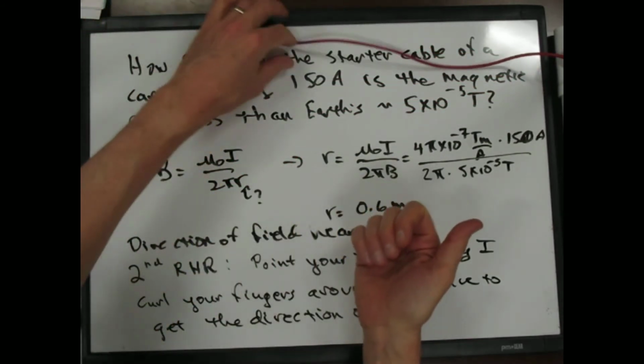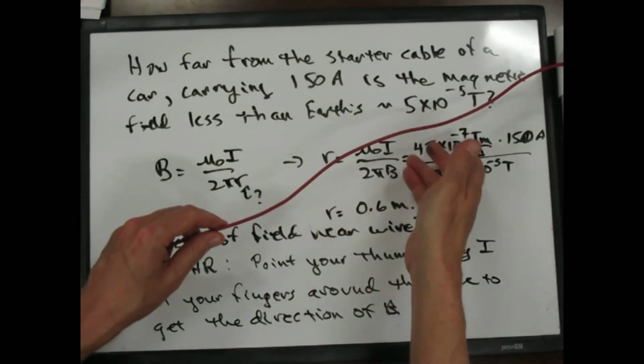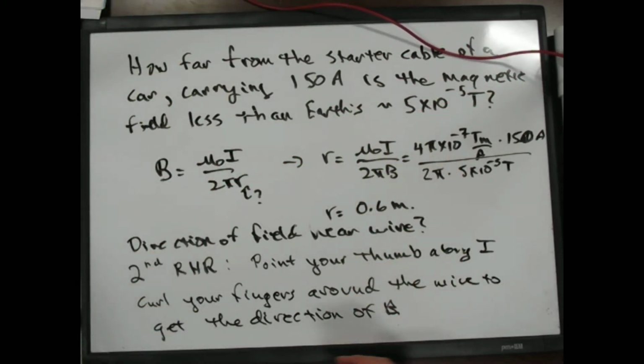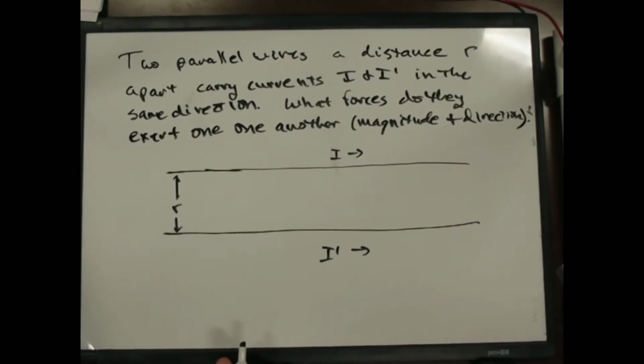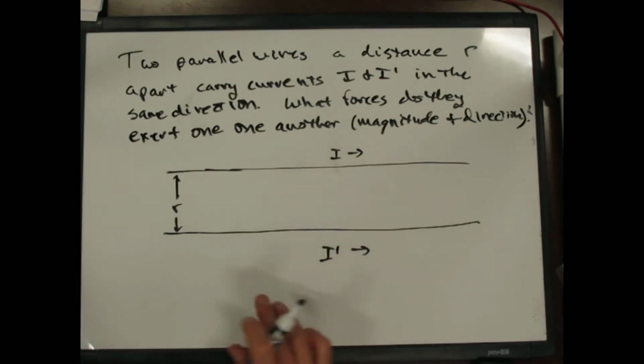You point your thumb in the direction of the current, and you curl your fingers in the direction of the field. And so they should give you the direction at any point. So now I can ask the question, two parallel wires a distance r apart. These are two parallel wires carrying current in the same direction. One carries I and the other one carries I prime. They're both going the same way. And it says, what forces do they exert on each other?